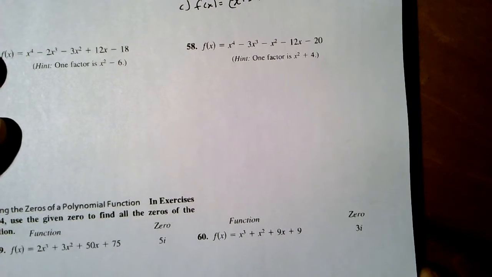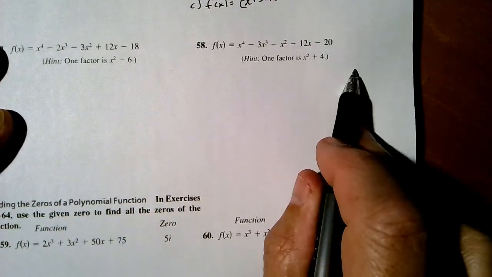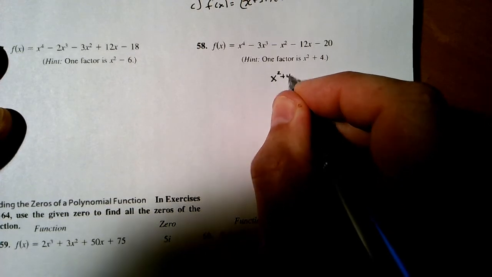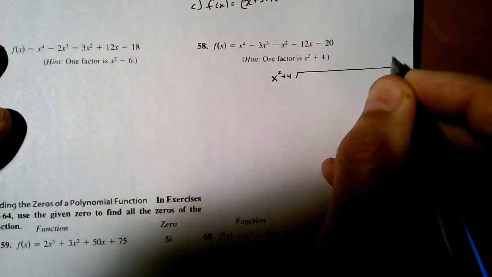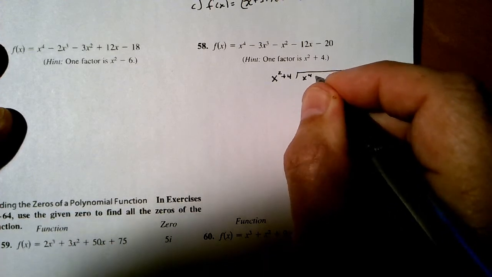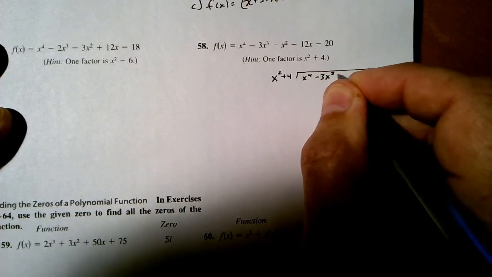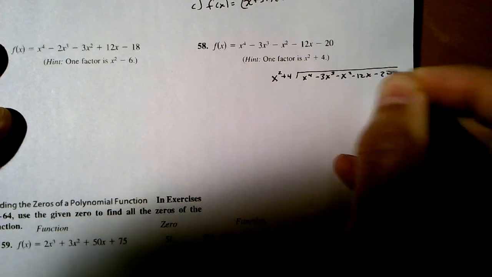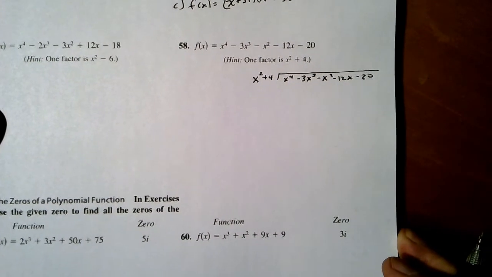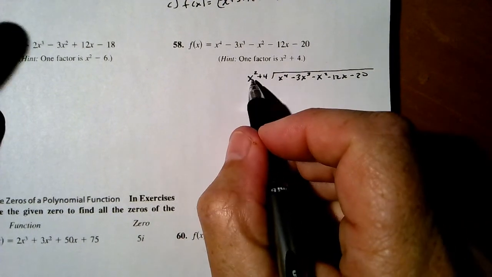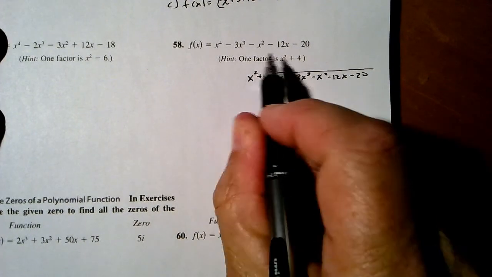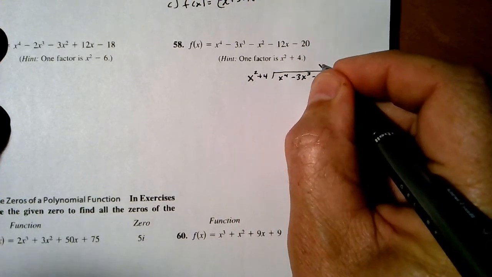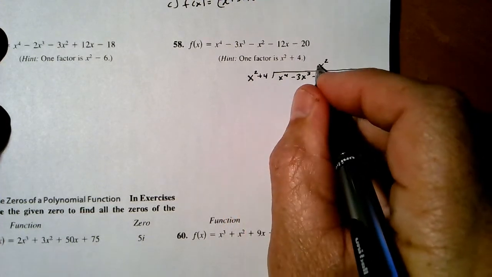I'm going to go ahead and long divide this, and I'm going to use my horizontal space over here to do this. I'm going to take x squared plus 4 into x to the 4th minus 3x cubed minus x squared minus 12x minus 20. And you'll note I'm not writing too big here. Everything look good? Yep. x squared goes into x to the 4th, x squared, so I put that in the x squared column. Multiply this.